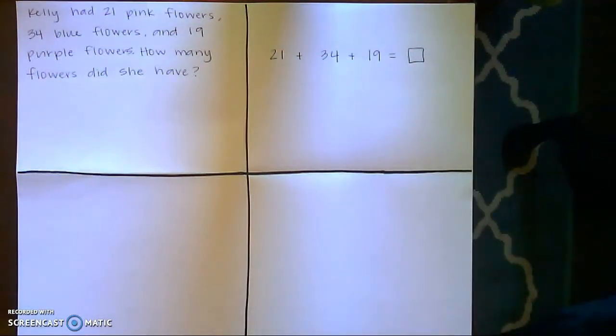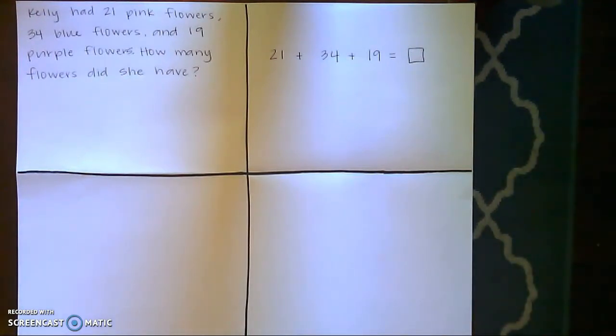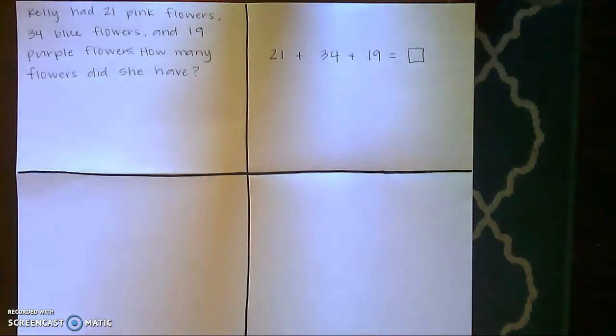Now I want you to pause the video at this time and see if you can solve this using a base 10 block drawing, open number line, or expanded form in this box right here. How would you use one of those strategies to add all three numbers together?